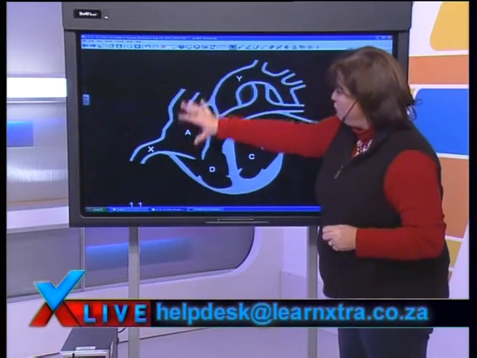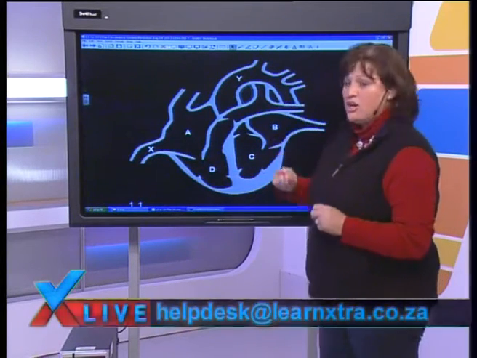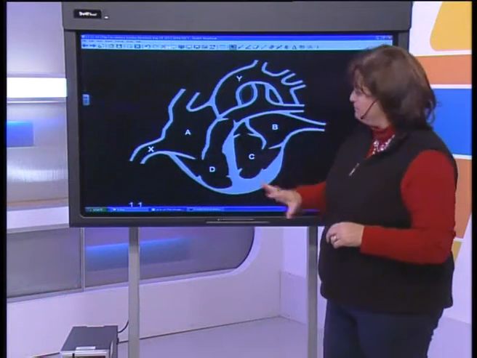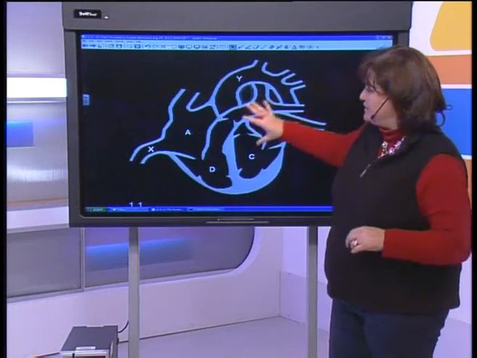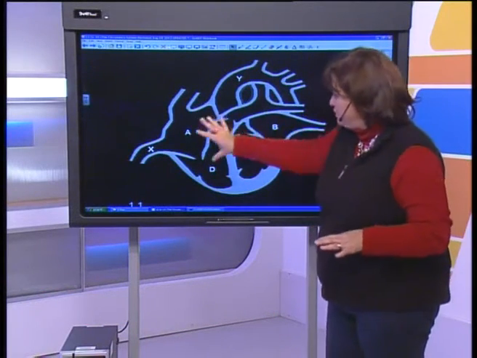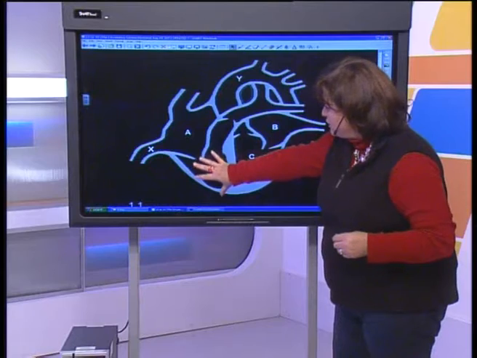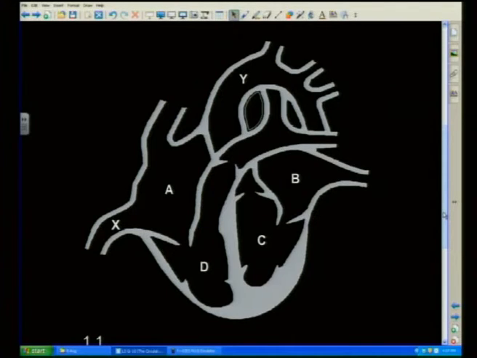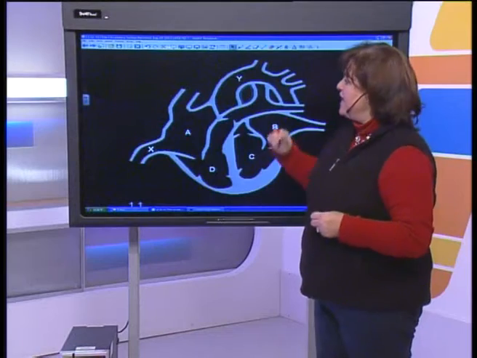All right, so if we look here at the heart, already what you should be concentrating on, if you look at the labels, we can see A and B are the atria, the top chambers of the heart, the atrium. If we look at C and D, we're looking at the bottom chambers. They are the ventricles, all right? Then remember, the heart brings in oxygenated blood and deoxygenated blood, and it needs to pump it out again.